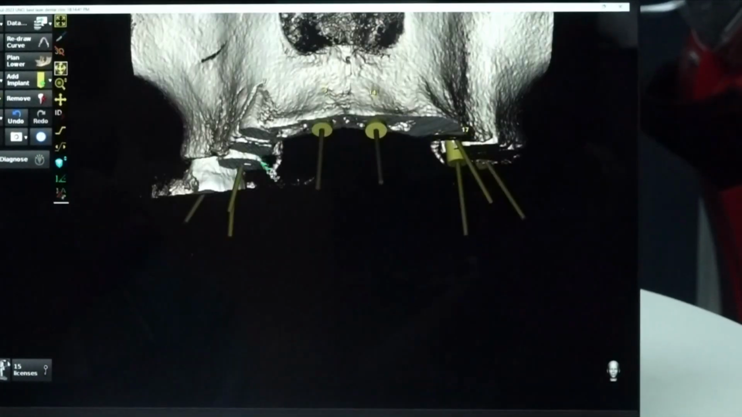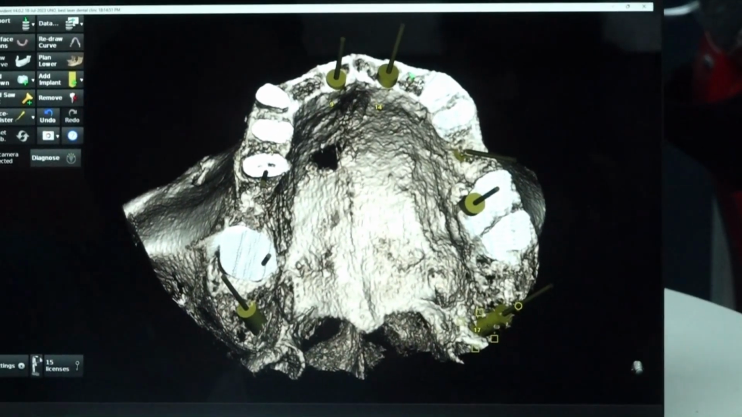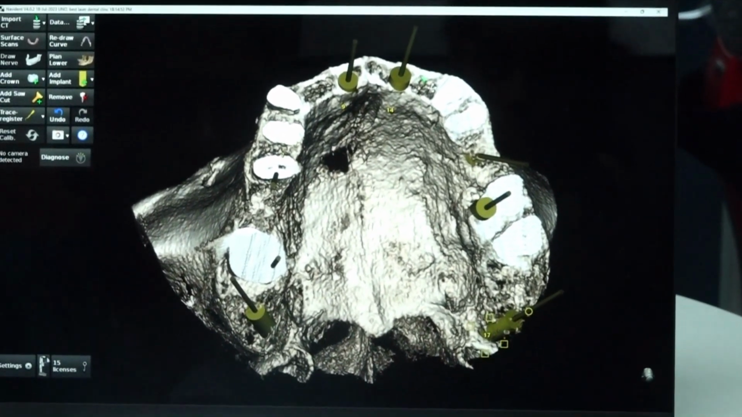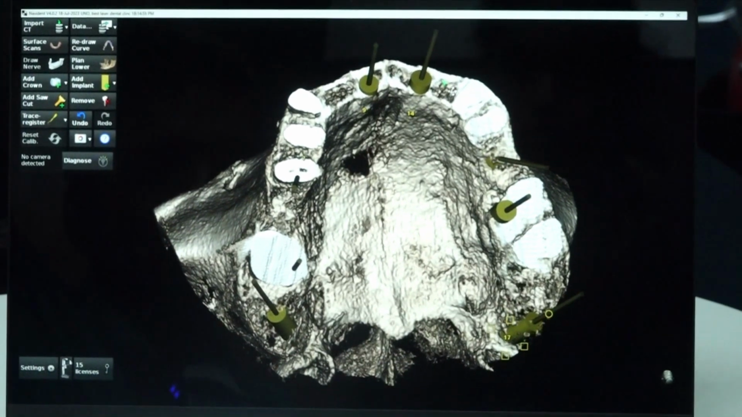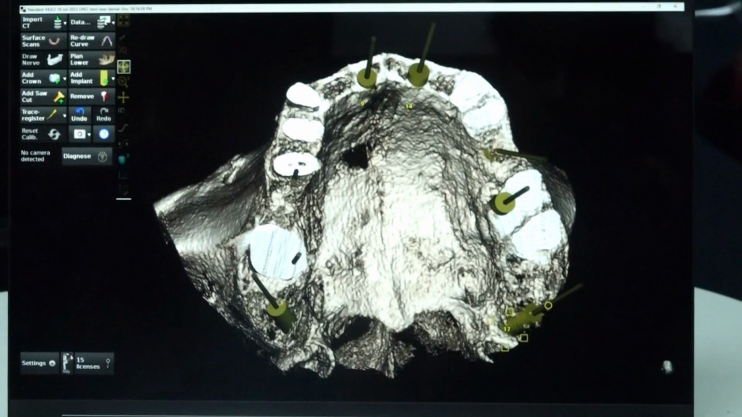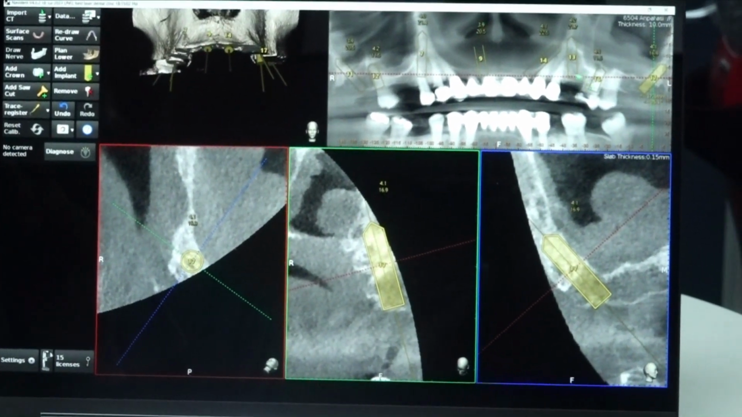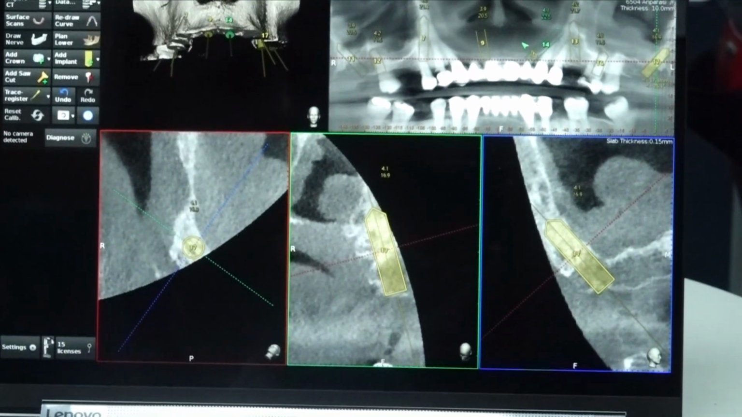So these are all ideal cases for going with screw retained multi-unit single piece. They are very ideal. If you go for screw retained multi-unit, just 6 implants are enough: 2 pterygoids, 2 premolar angled implants, 2 central incisor implants.